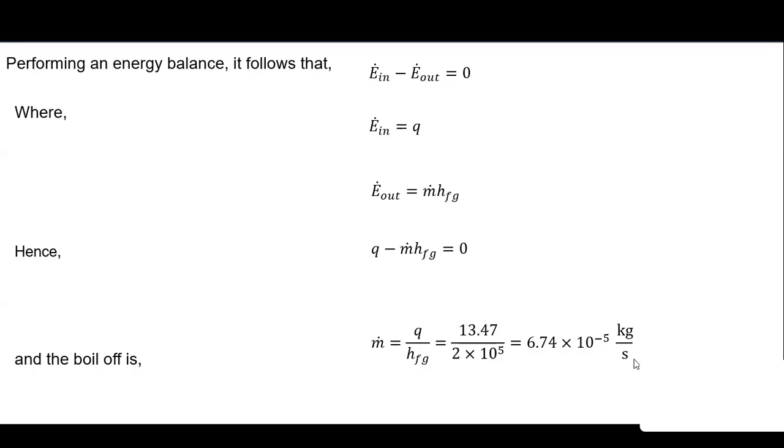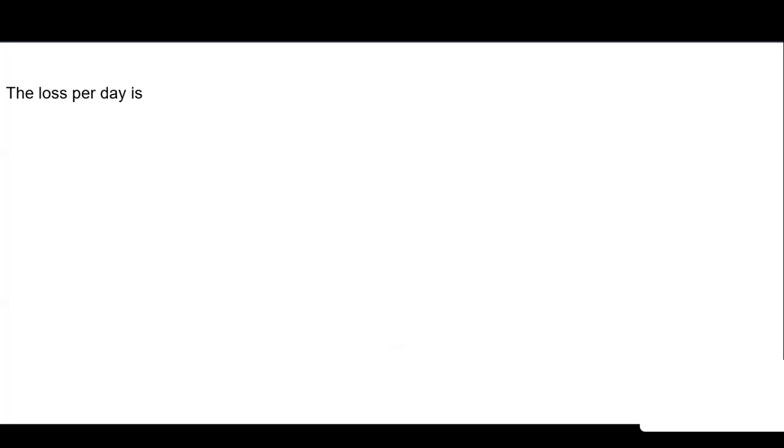But once again I'm telling, whether really it is very small, let us find it out. So let us do it for a day. Mass flow rate is 6.74 into 10 to the power minus 5 into 3600 seconds per hour, 24 hours. So in a day, 5.82 kilograms of liquid nitrogen is going to get boiled off. Now you can imagine. It appeared very small, 6.74 into 10 to the power minus 5. But in a day, it is going to be 5.82 kilograms per day. Now it is looking to be a good figure.